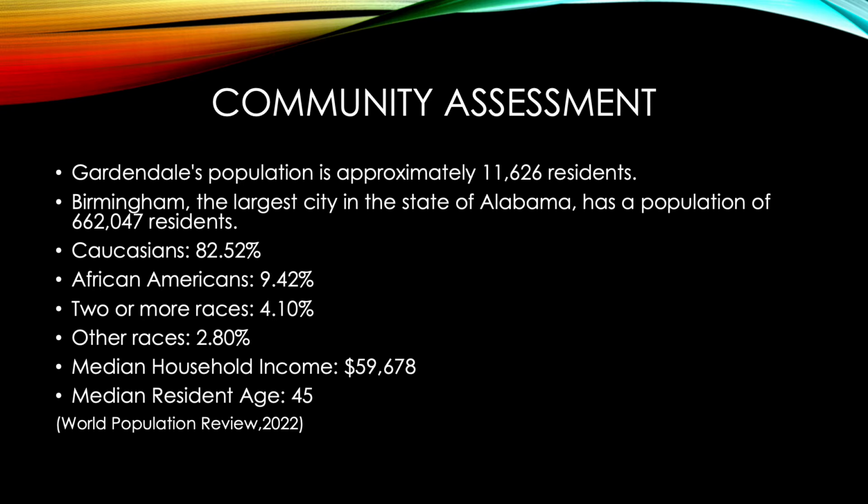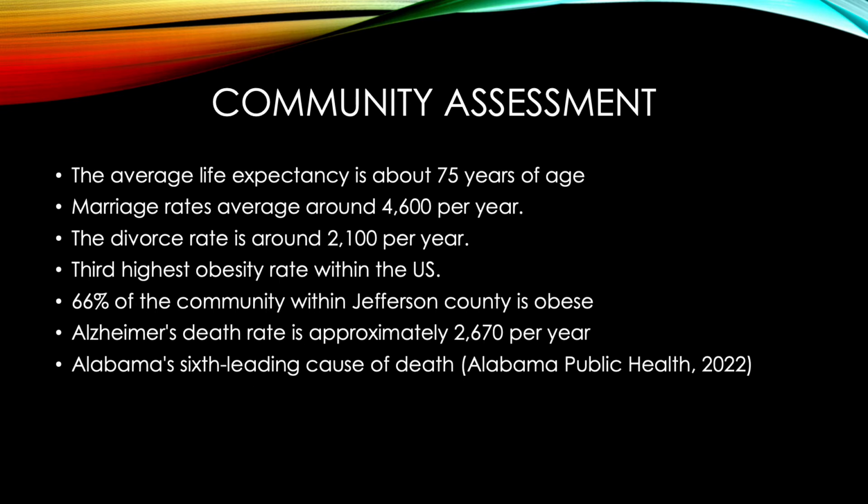Gardendale is about 15 minutes north of Birmingham. It's a suburb. Caucasians make up the majority of the population, approximately around 82%. African Americans are the second majority, around 9.5%. And there are 2 or more races making up 4% of the population. The median household income is around $59,000, while the median age of the residents in the city is around 45. So the average life expectancy is around 75 years of age for my community.